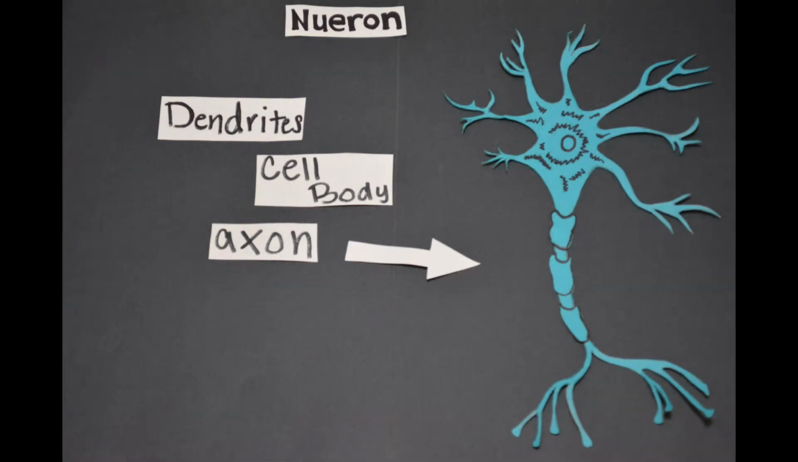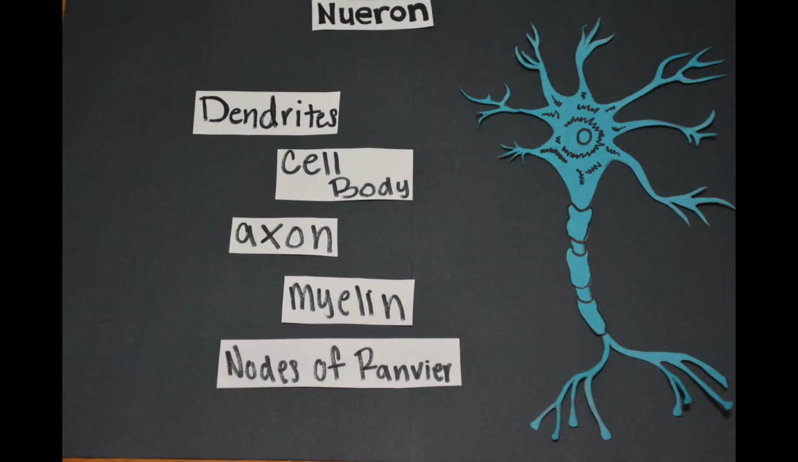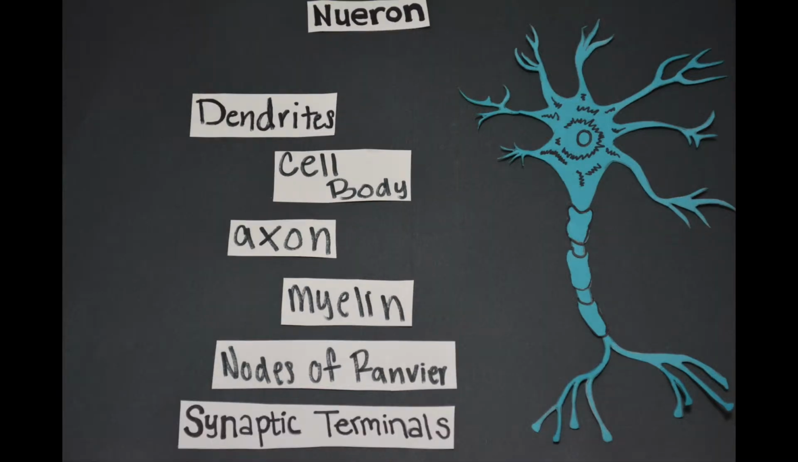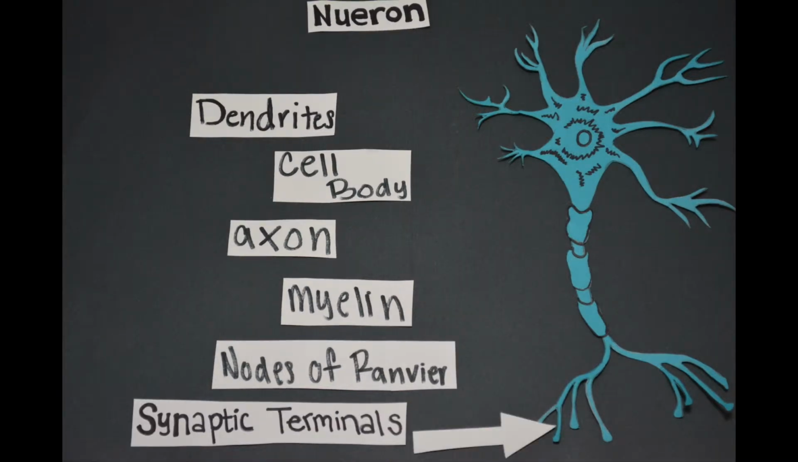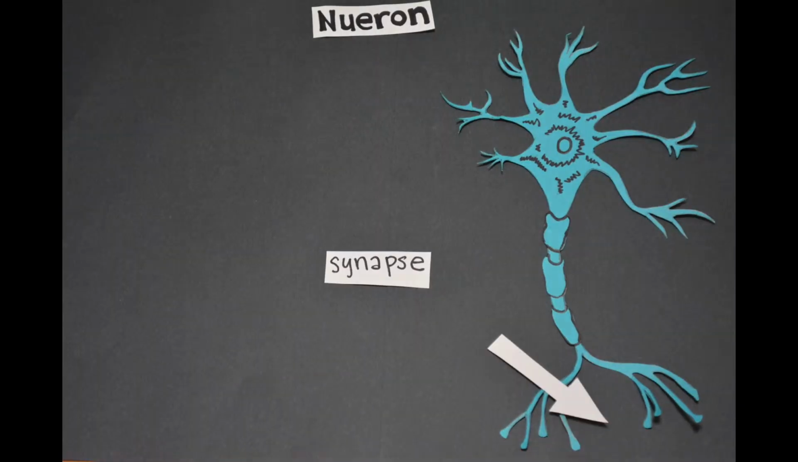Axon. The axon is a long, thin fiber that extends outward from the cell body. Myelin. Myelin is the insulation that allows more rapid conduction of the electrical signal. The nodes of Ranvier. The nodes of Ranvier are where two myelin cells meet. Synaptic terminals. The synaptic terminals are swellings at the branched endings of axons. Synapse. The synapse is the site at which synaptic terminals communicate with other cells.